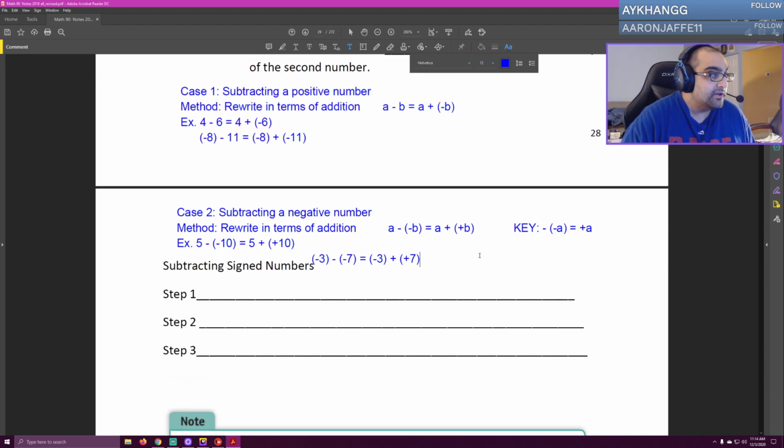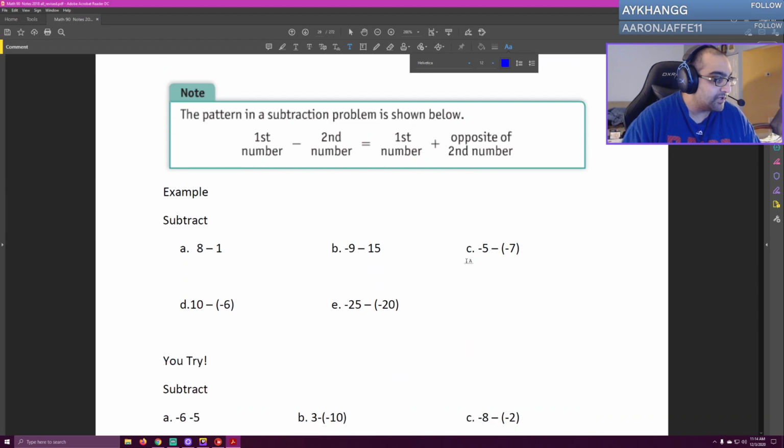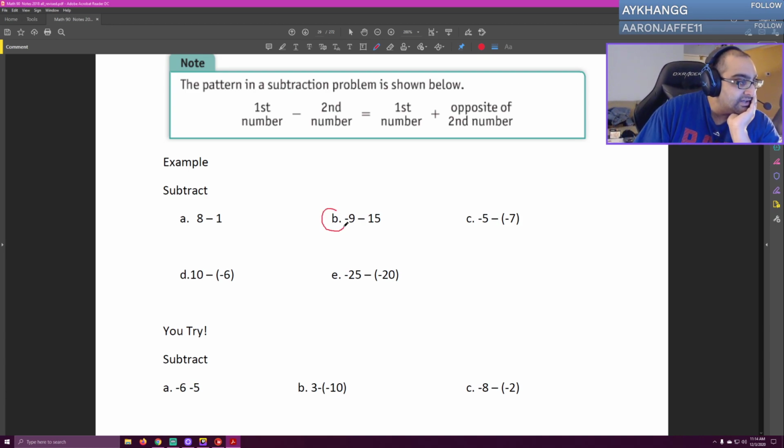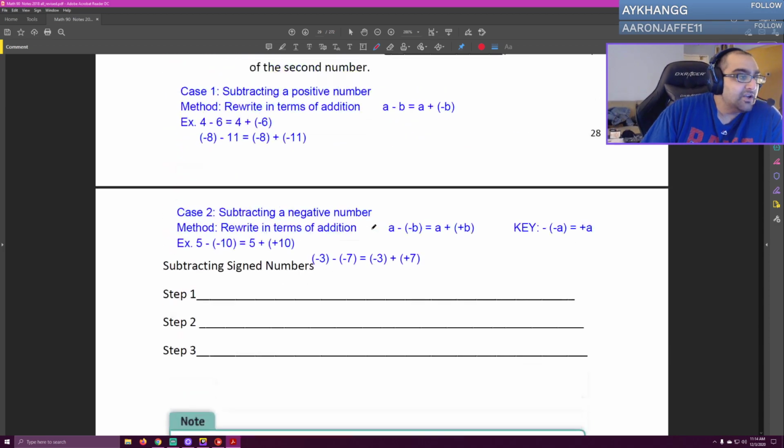Now that we have that understanding, let's try some examples using these two cases. Let's try some problems together and see how it goes. First, let's look at letter B. I'm going to go through this one together. Here we have negative 9 minus 15. Based on the cases we have, we're subtracting a positive number, so I'm going to rewrite it in terms of addition. These are the two things we're going to focus on here.